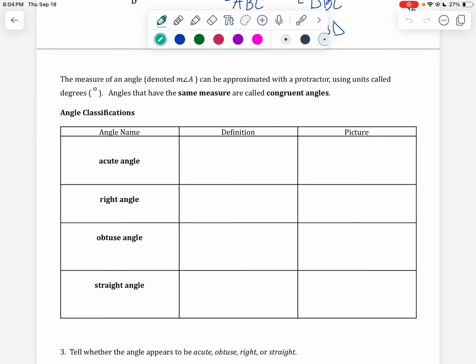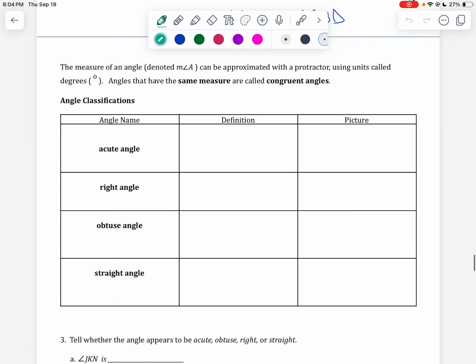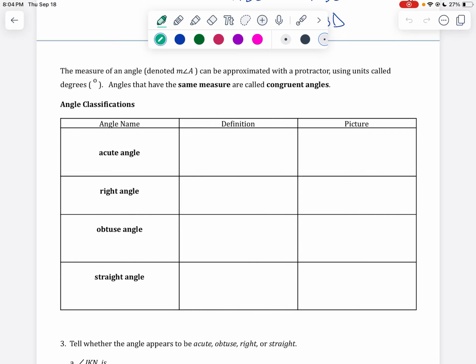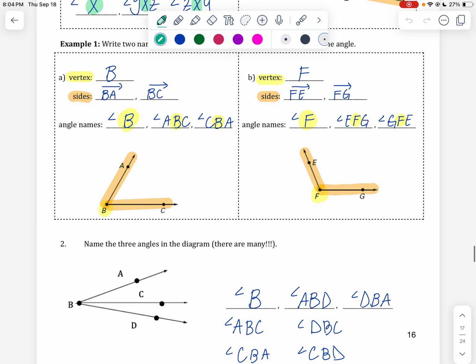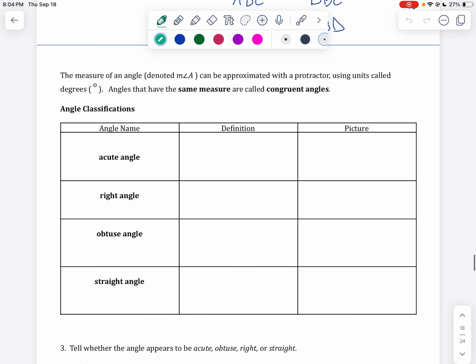All right, let's go ahead and look at page 17. Okay, so page 17, we continue on with page 16 where we just talked about angles. It says the measure of an angle, let's just call it measurement of angle A, can be approximated with a protractor. A protractor is a tool that we are going to use next class, okay? And it's measured in degrees. We always have this little degree symbol.